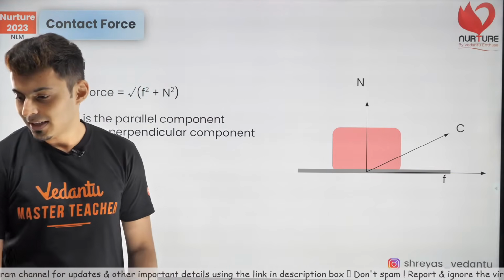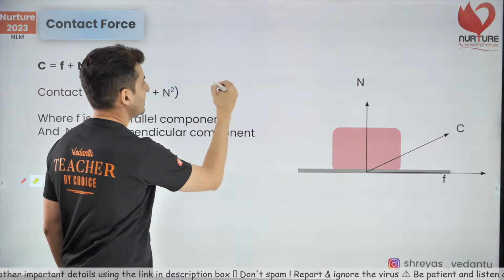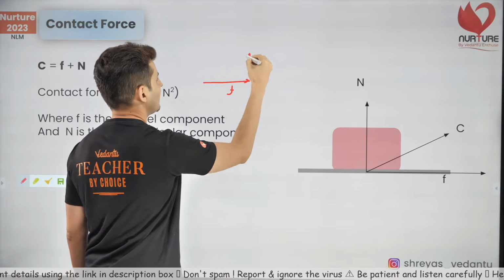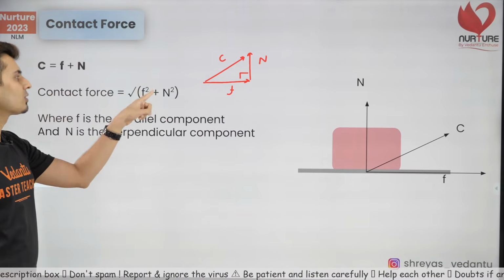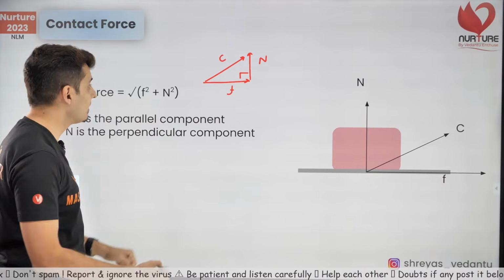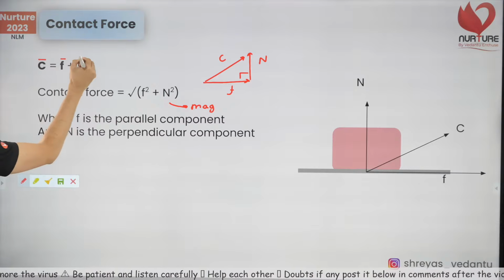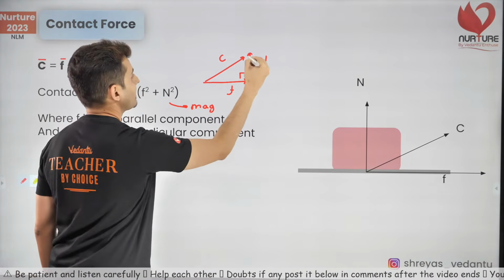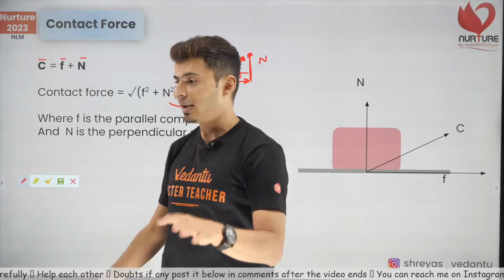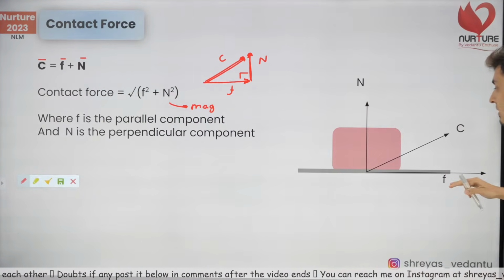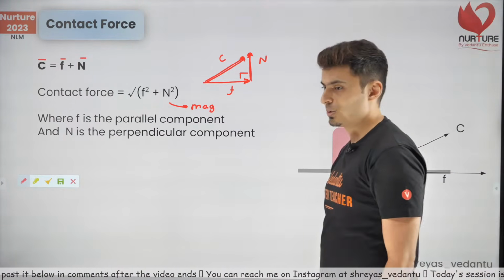Okay, so Kalyani, I'm not sure which part you did not get. See, this is nothing but F, this is nothing but N, and this is nothing but C. So C vector is root of F square plus N square magnitude wise. This was the magnitude equation. This is the vector equation. So F vector plus N vector is C vector. That is vector equation wise. That's all I said. So F is always the component which is parallel to the surface. N is the component which is always perpendicular to the surface. That's all I said.